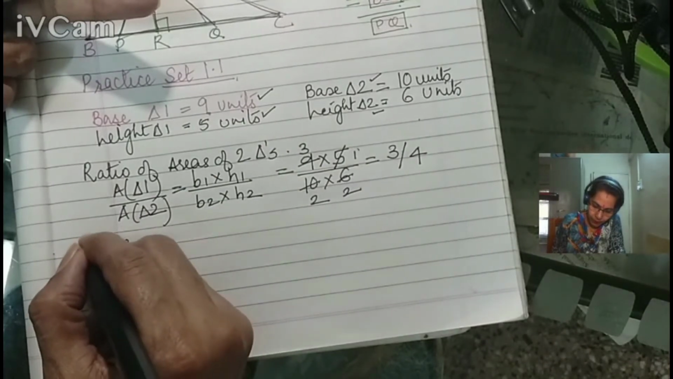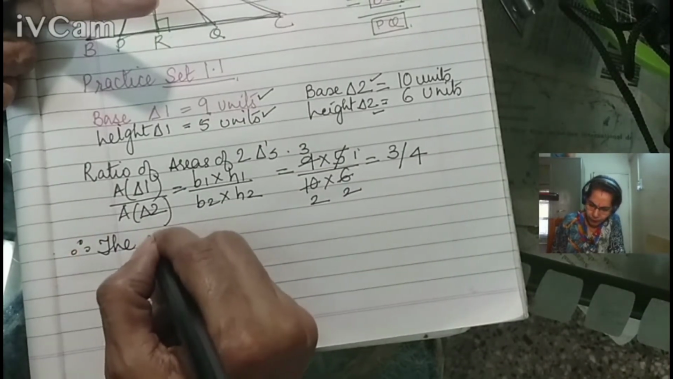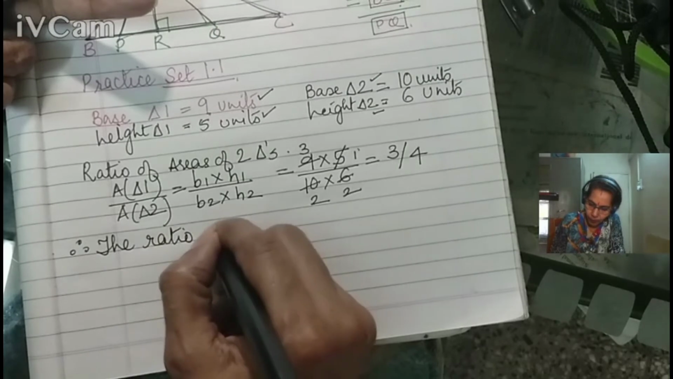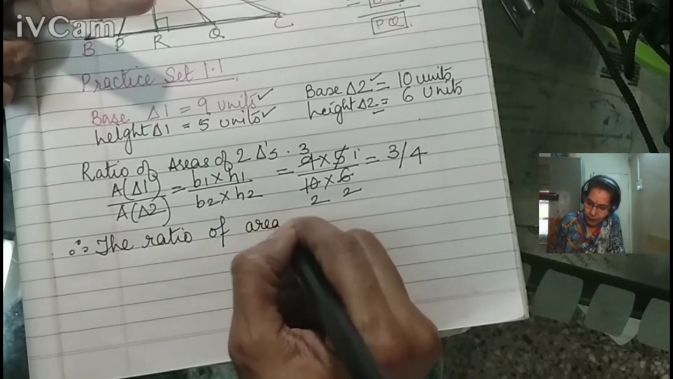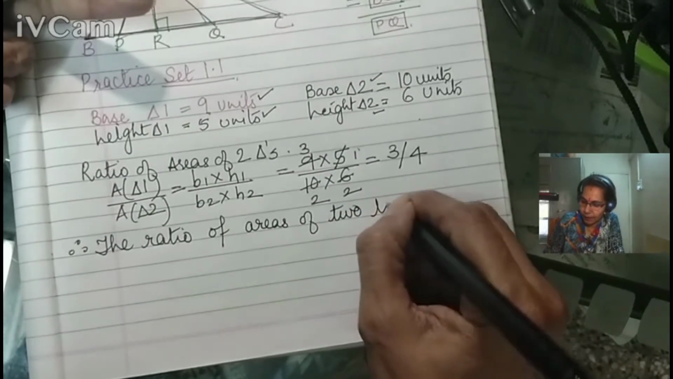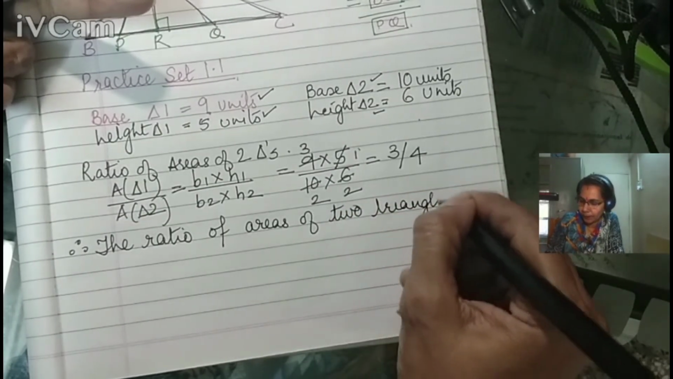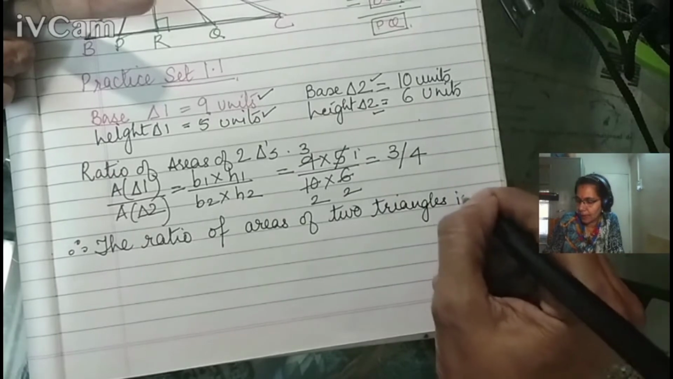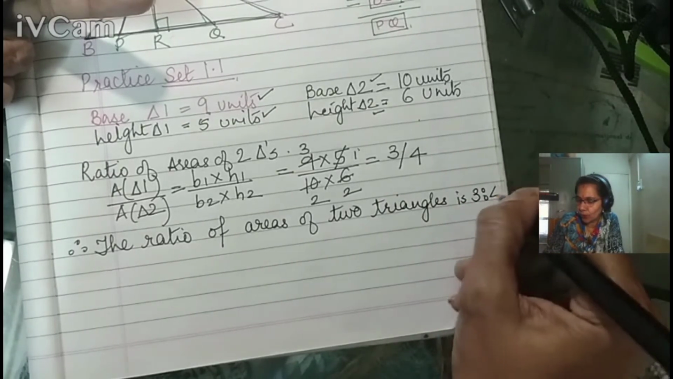The ratio of areas of two triangles is 3:4.